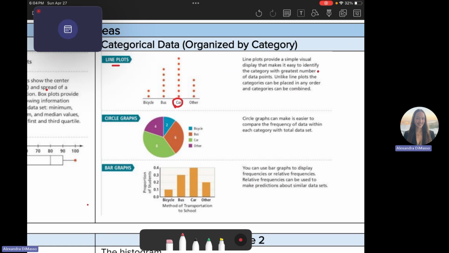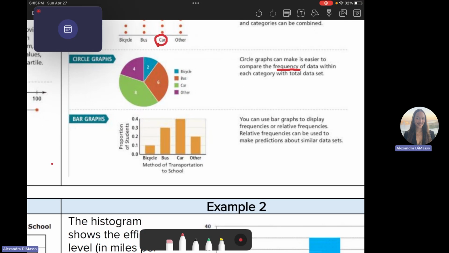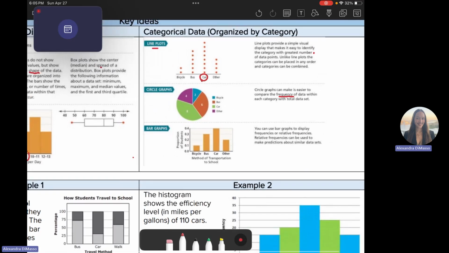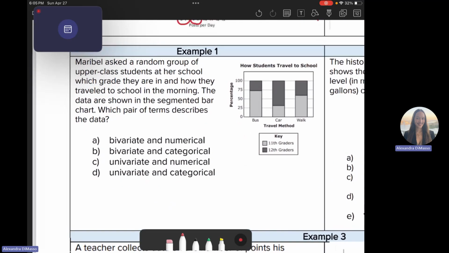A circle graph is used really when we talk about the frequency of data. So how often is something happening? You see it a lot with percentages, categories within the total data set. And then the last type is a bar graph, which displays frequencies or relative frequencies, so it can be used to make some predictions about similar data sets. It's probably stuff you're already very familiar with, but it's a nice quick review.